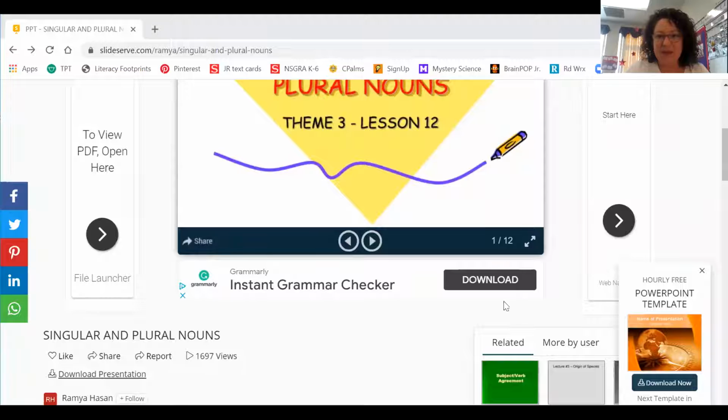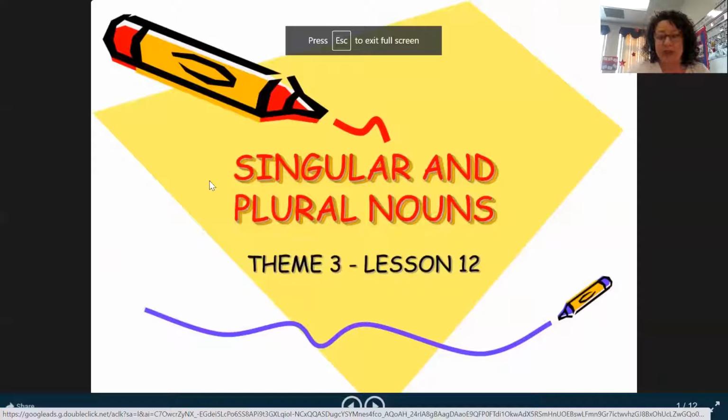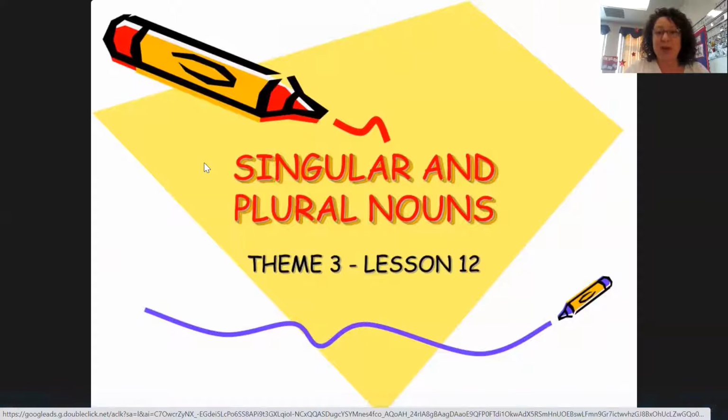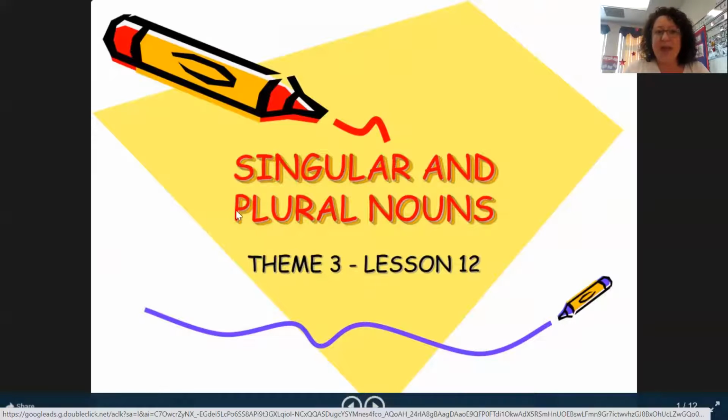We're going to be working with nouns, and they're called singular and plural nouns. What word do you hear in the word singular? The word single, and single means one. So we're going to be talking about one noun and more than one noun.